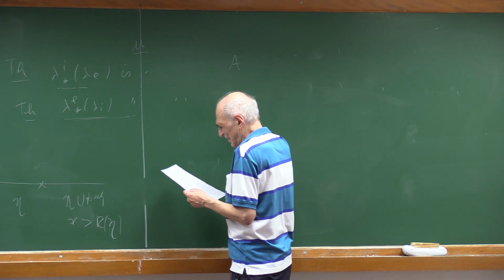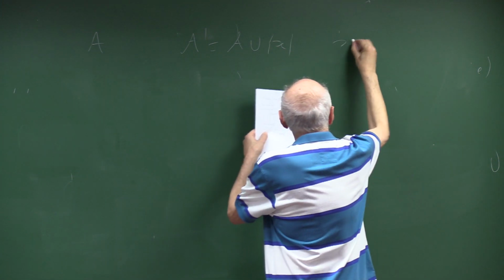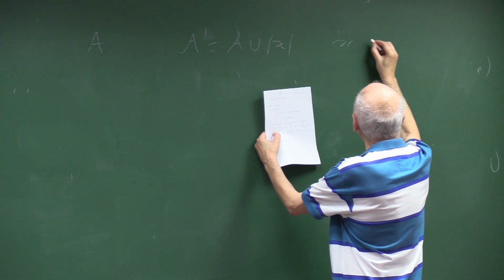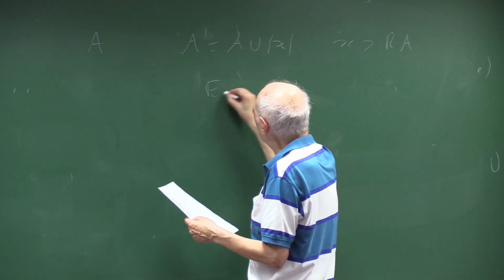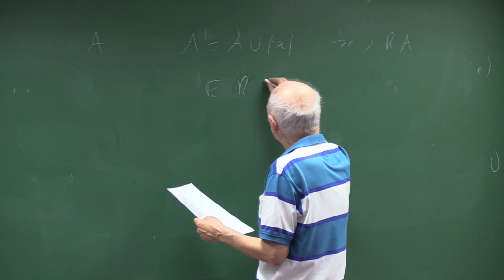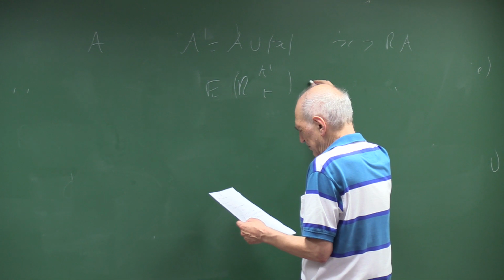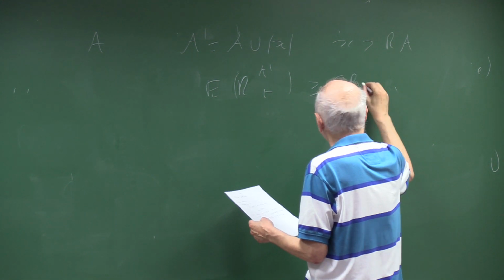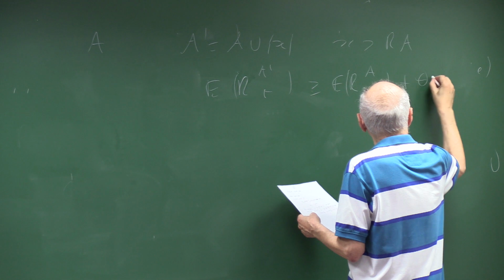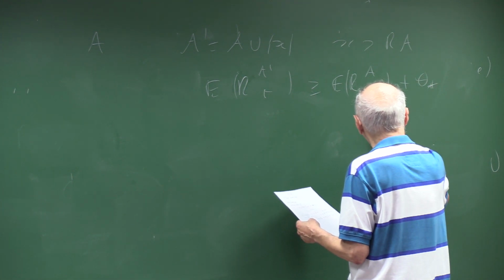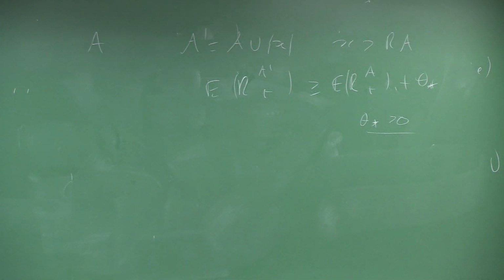Okay, take a set A. Take a new set A prime, which is A union X, where X is to the right of A. So X is bigger than the rightmost point of A. Then you can show the following, that the expectation of the rightmost point when you start with A prime at time t is bigger than the expectation of the rightmost point when you start with A, plus some constant t theta star, where theta star is positive and theta star is actually the probability of survival of a certain process, which I'll describe now.